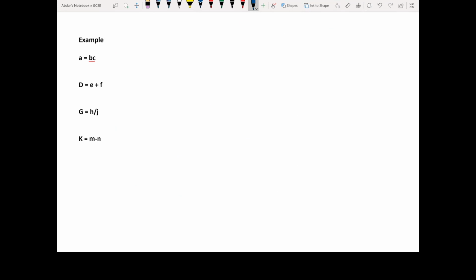Now when we're trying to work out the upper bound or lower bound, the operation really will decide whether we use the upper bound of one letter or the lower bound, etc. So here we've got the four operations: multiplication first, then addition, division, and subtraction. Obviously there's other operations, but these are the common ones we're going to be dealing with.